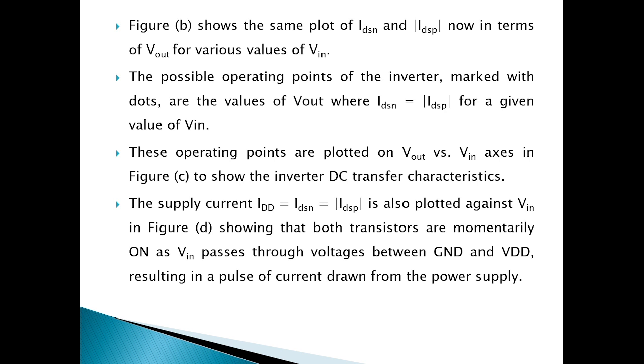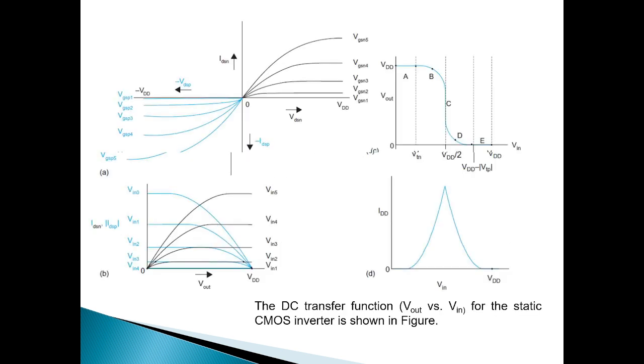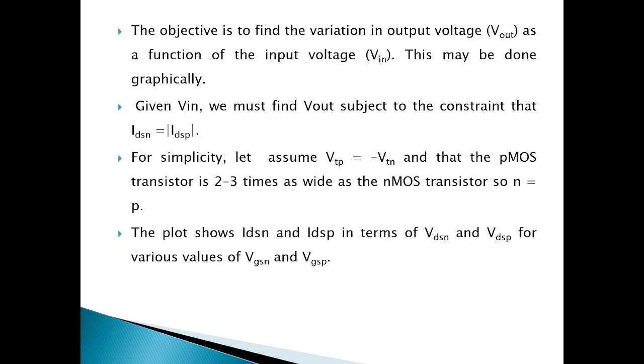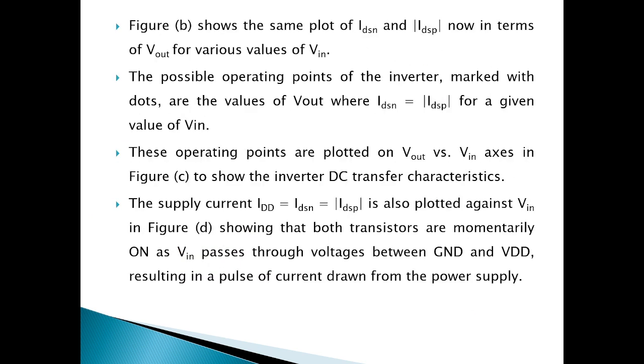Okay, this figure C represents various operating points. Here you see A, B, C, D, E. Five points we have plotted. So in the V out versus V in plot, that is, in figure C, we have five operating points.